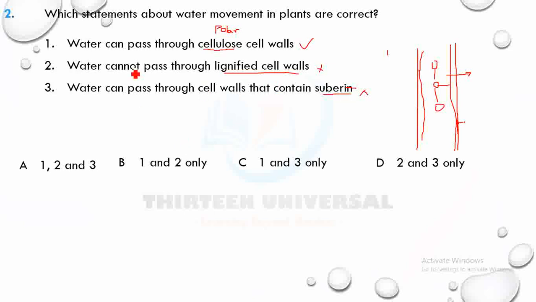But if you look at the options, we don't have only 1 there, so you look at these 2. Water cannot pass through lignified cell wall. They say water can pass through cell walls that contain suberin. This you know is outrightly out. But water cannot pass through lignified cell wall, yet it can pass along it. So we can choose 1 and 2 because that's the only suitable option we have here. 3 shouldn't be there because water cannot pass through the cell wall. So 1 and 2 is the most suitable option here.